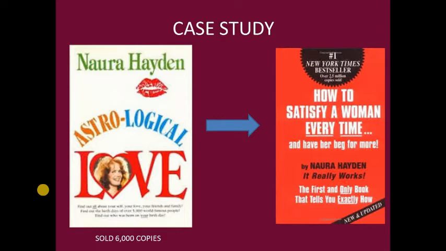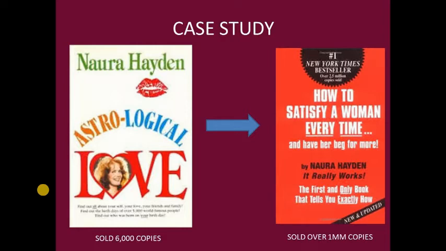Do you know how many copies he was able to sell? He sold 1 million copies of the same book by only changing the title and making the deep benefit of the offer very clear. Anyone buying this book already knows what he wants. He wants to be able to satisfy a woman. He wants to improve his love life. He wants to improve his dating life. That is the reason the person is buying this book.